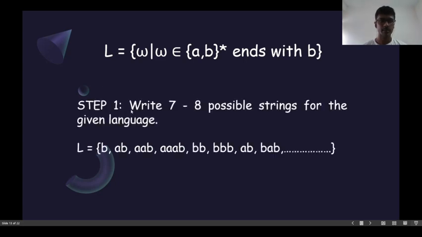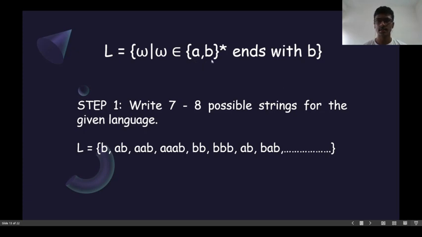Let's solve it step by step. And here's step 1. Write 7 to 8 possible strings for the given language. First, for the language, b comes as the first string. Let's see how that b came. It is given that the strings end with b, so every string which we derive should end with b compulsorily.